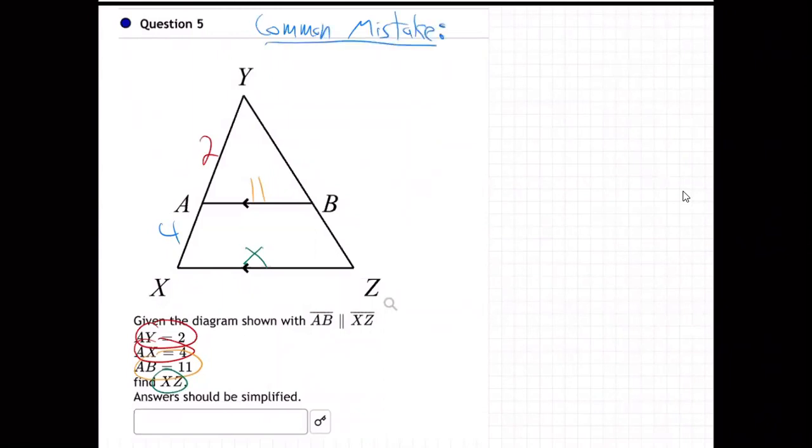The common mistake is to go, okay, I got it. 2 is to 11, right? 2 to 11 as 4 is to X. No, why not? 4 is not a whole side of a triangle.